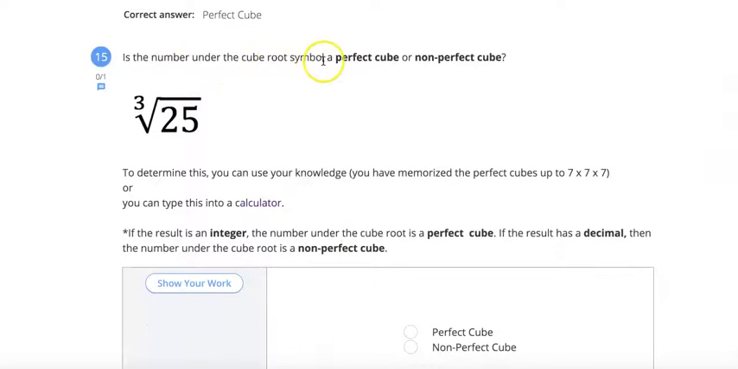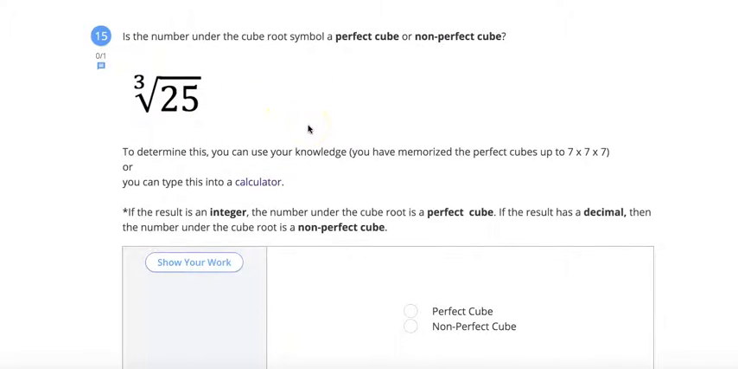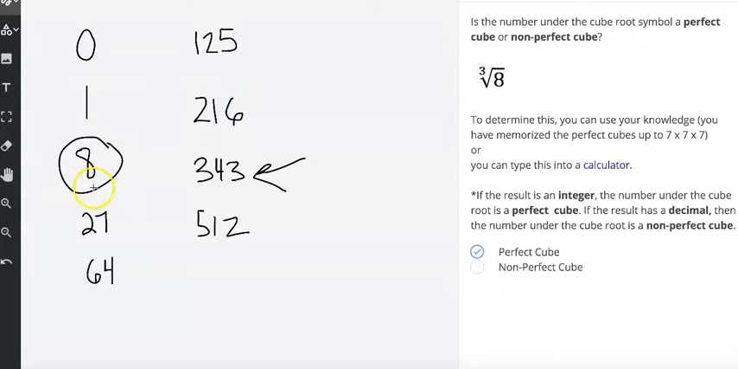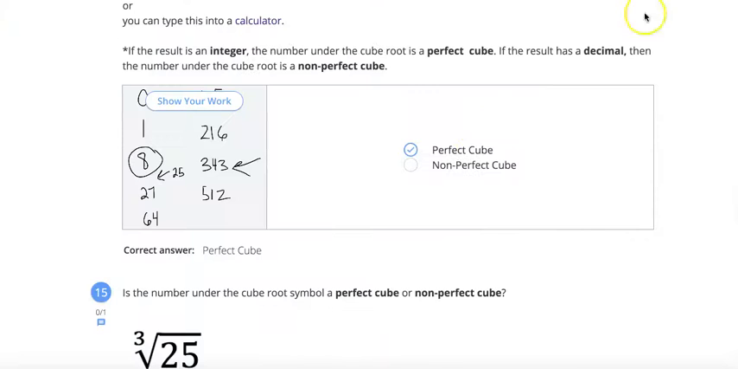Is the number under the cube root a perfect cube or non-perfect cube? So 25. Okay, now this one, I made it to be a little bit tricky because 25 is a perfect square. But is 25 a perfect cube? Well, if we look back at our list, 25 falls between the perfect cubes 8 and 27. 25 is not a perfect cube. 25 is a perfect square. It's not a perfect cube.